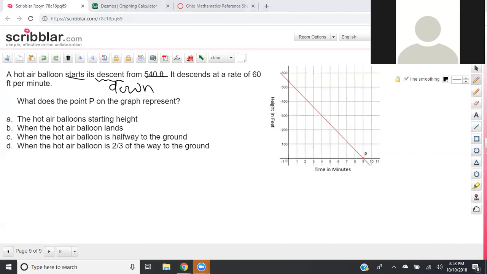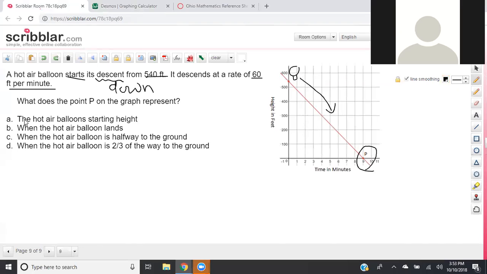So it descends, still going down, at a rate of 60 feet per minute. What does the point P on the graph represent? Point P is all the way down here. We're in our little hot air balloon, and it's descending down. What do you think point P represents? The hot air balloon's starting height, maybe?